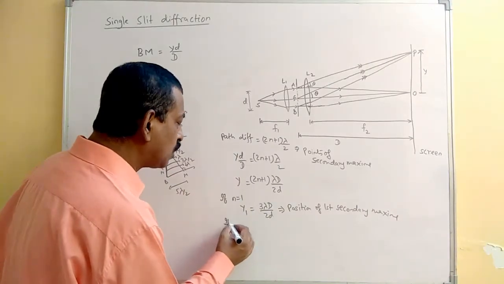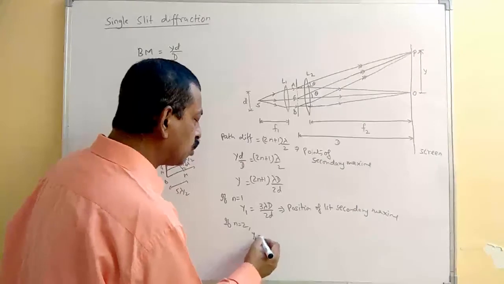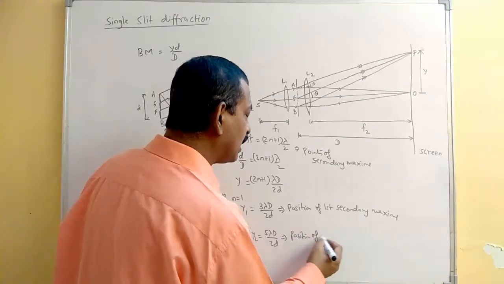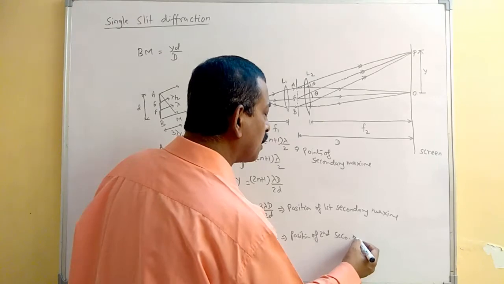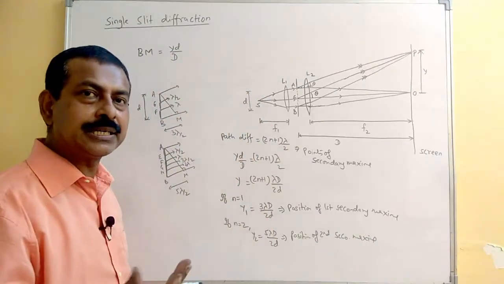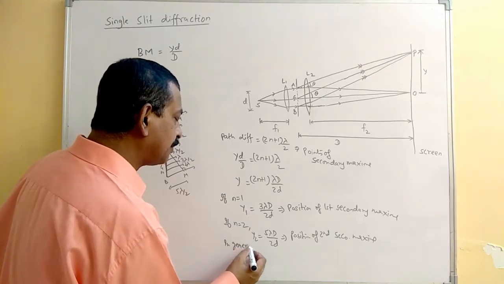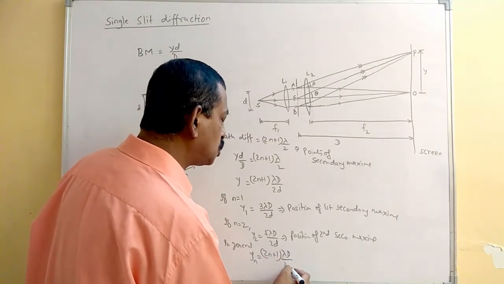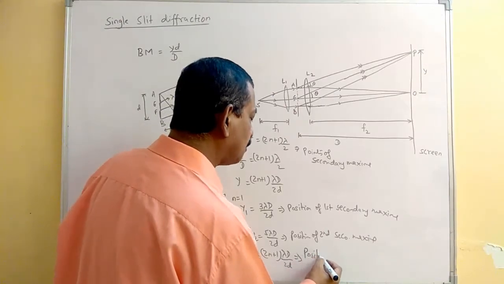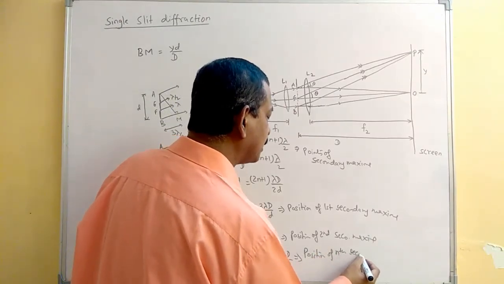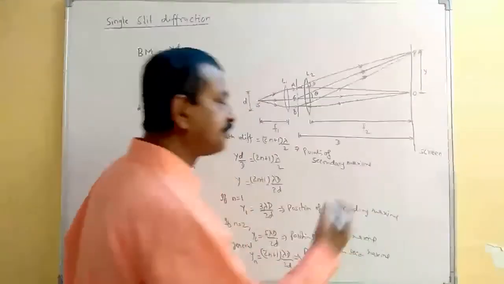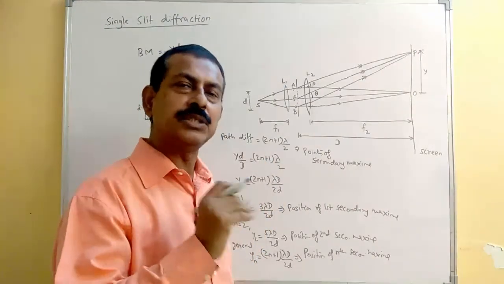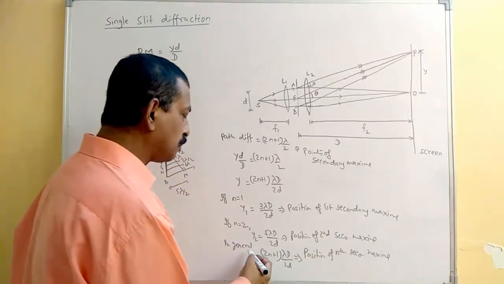Similarly, if I take n equals 2, then y2 will be equal to 5 lambda D by 2d. This is the position of the second secondary maxima. And in general, if you take yn, this is (2n+1) lambda D by 2d. This is the position of the nth secondary maximum. So this is how you can get the position of any secondary maxima on the screen, just by using this particular formula.